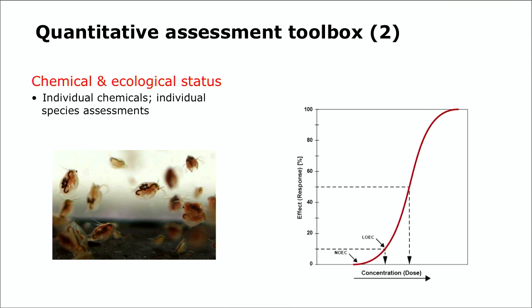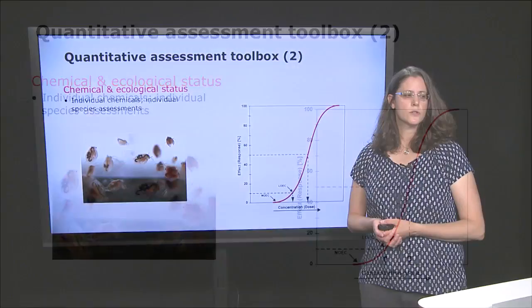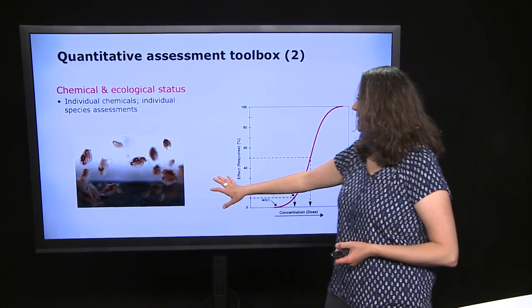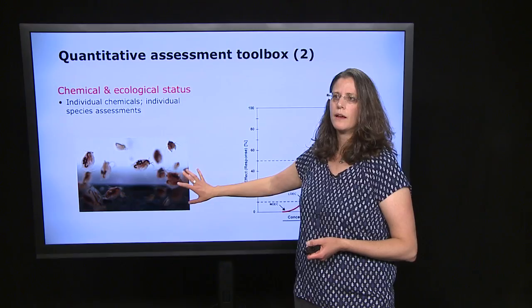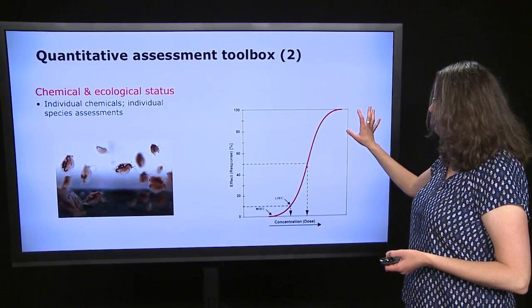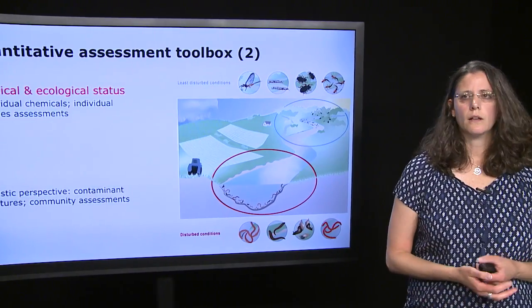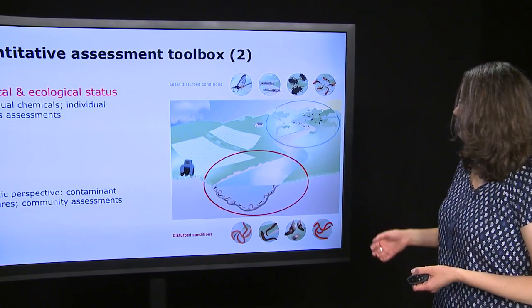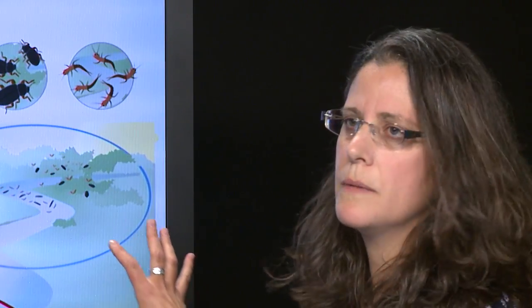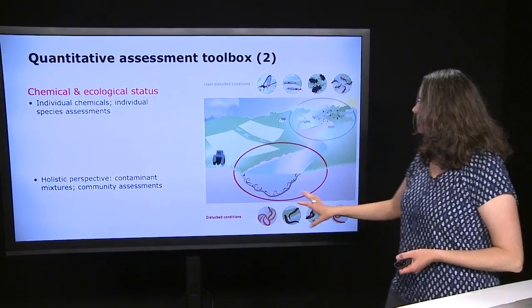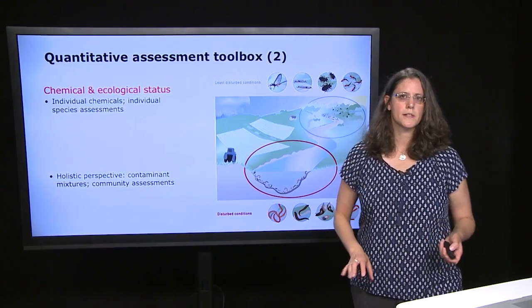The second aspect of our assessment toolbox deals with chemical and ecological status. The traditional way of doing this is to look at individual chemicals on individual species. So we take, for example, Daphnia magna, and we put them into a tank, and we apply our favorite contaminant of concern, and we produce these dose-response curves. However, if we take a closer look at reality, we can see that we really have contaminant mixtures, and they're not just impacting individual species. So we need community assessments in order to deal with this.